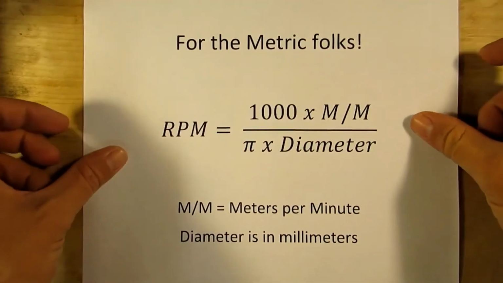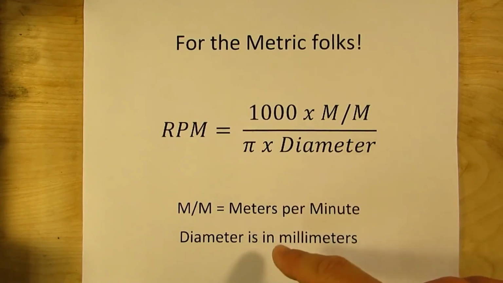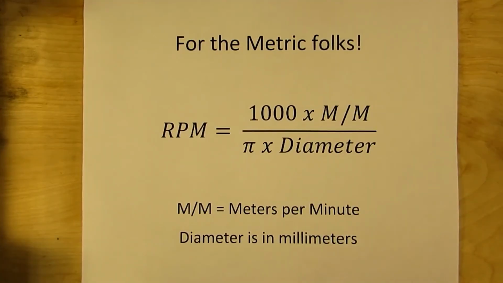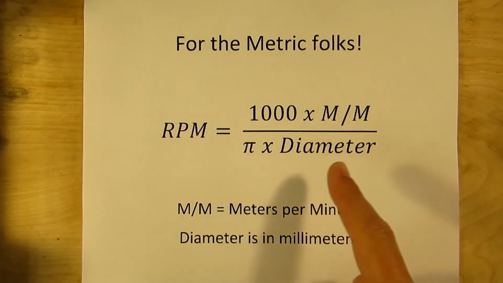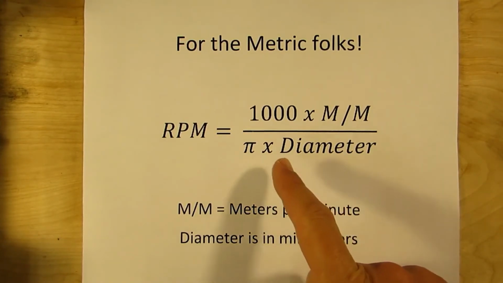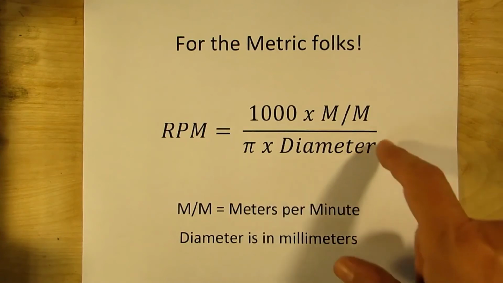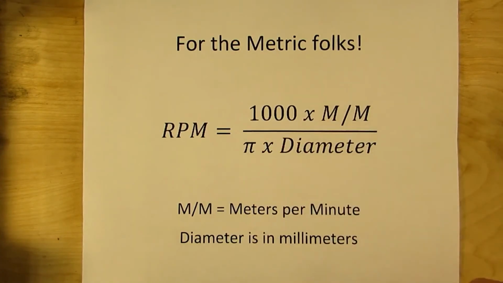Now don't worry, metric folks, I haven't forgotten you. There is a formula for you guys too. Your cutting speed is expressed in meters per minute, and the diameter is going to be given in millimeters. So your RPM is going to be equal to 1,000 times the meters per minute divided by pi times the diameter. So 1,000 times the meters per minute is basically giving you millimeters per minute. And remember, your diameter is going to be based in millimeters. So how does that actually affect your cutting speed?